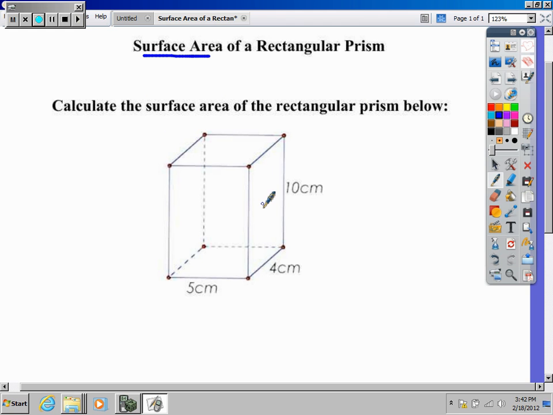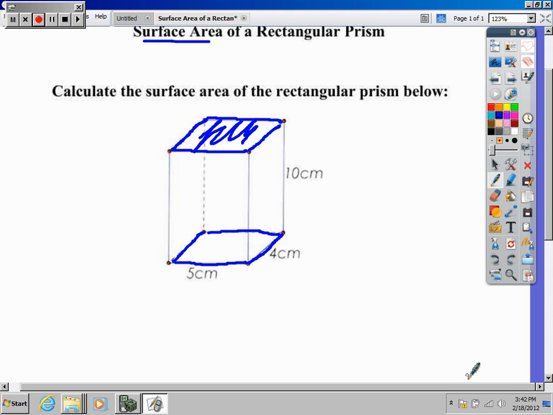So what we need to do is think of this as, I would start with your top section and your bottom section and calculate what that area is going to be. When we look at the top and the bottom, those are technically going to just be rectangles themselves.